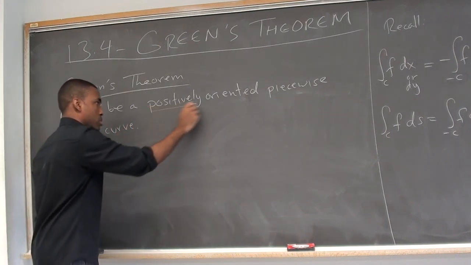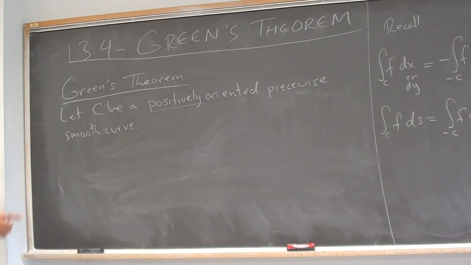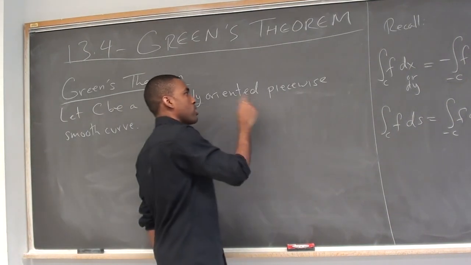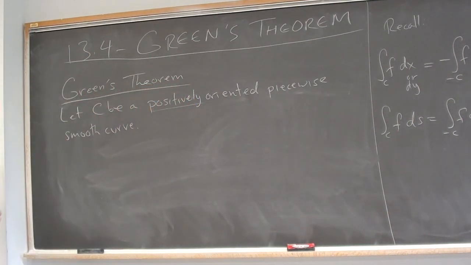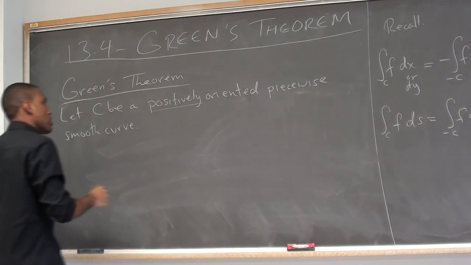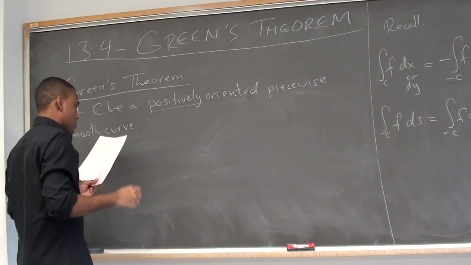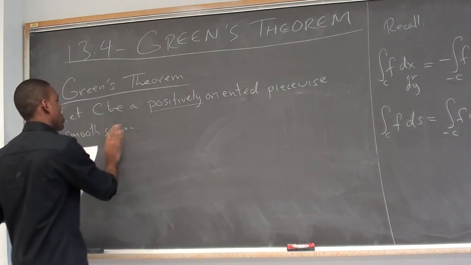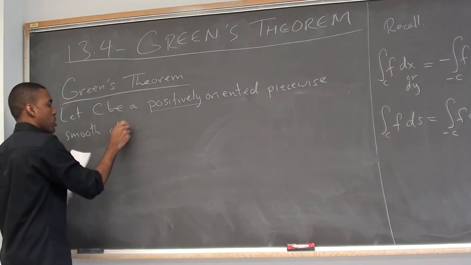So notice that it's a positively oriented curve. That's a part of the theorem, right? The equation I'm going to say refers to positively oriented piecewise smooth curves. So it's in the first quadrant. Piecewise smooth closed curve. It doesn't matter what quadrant it's in.